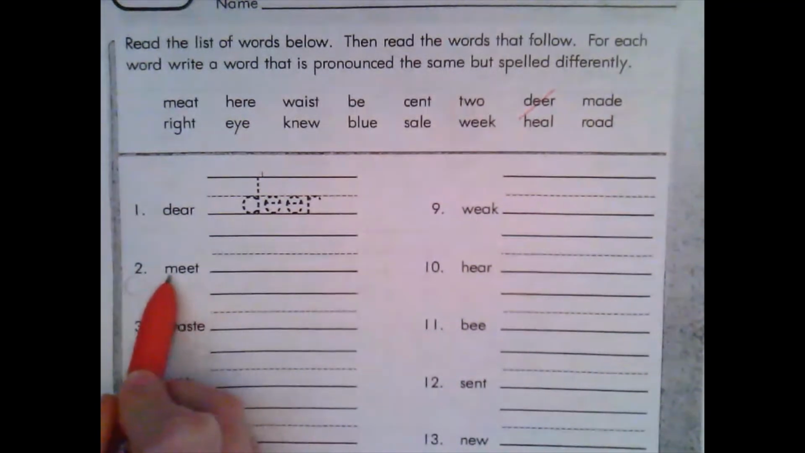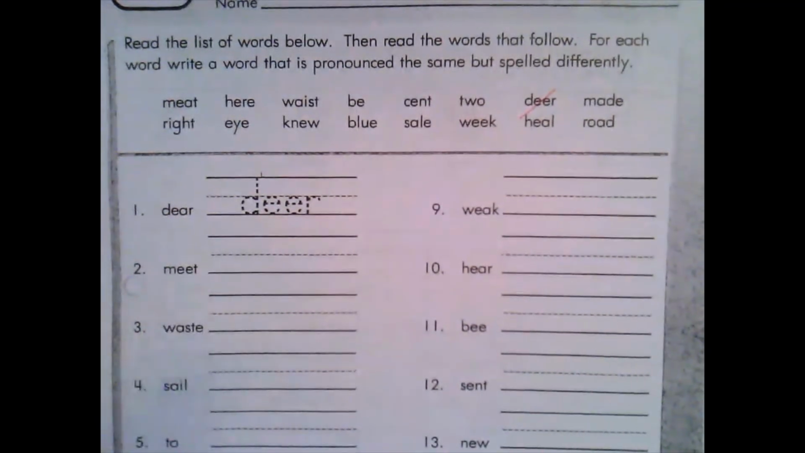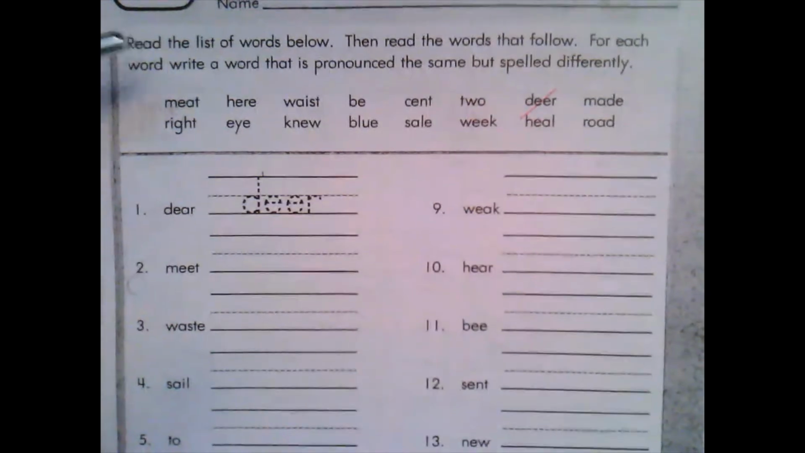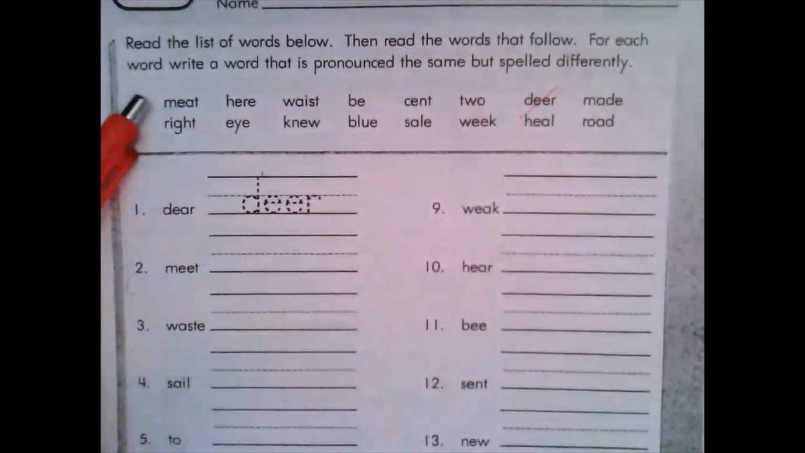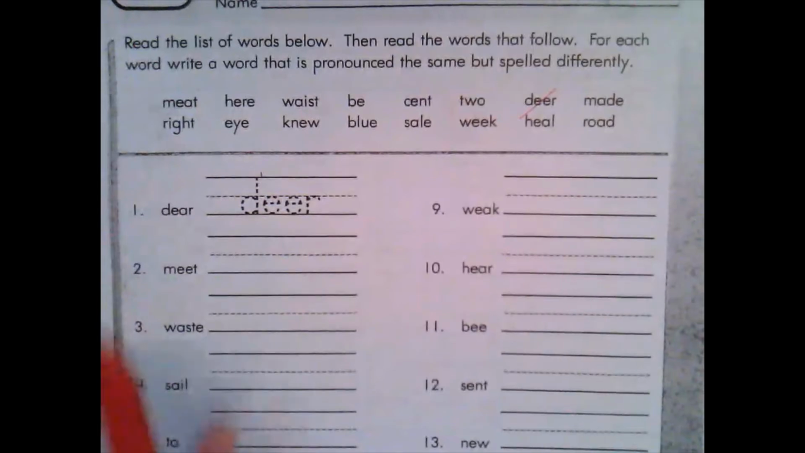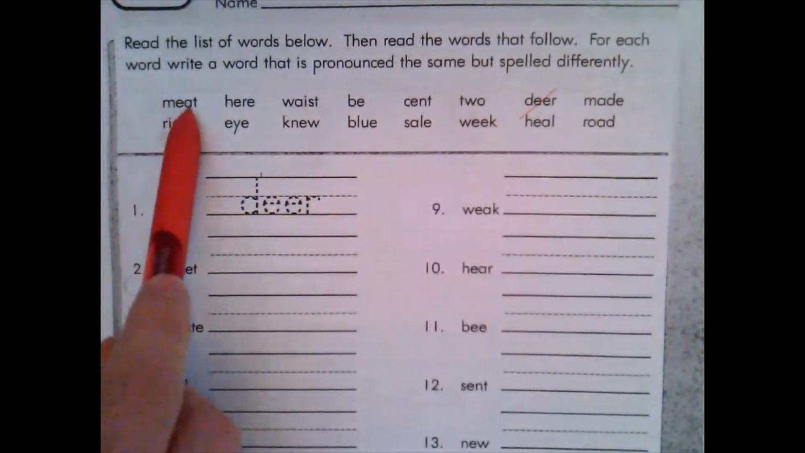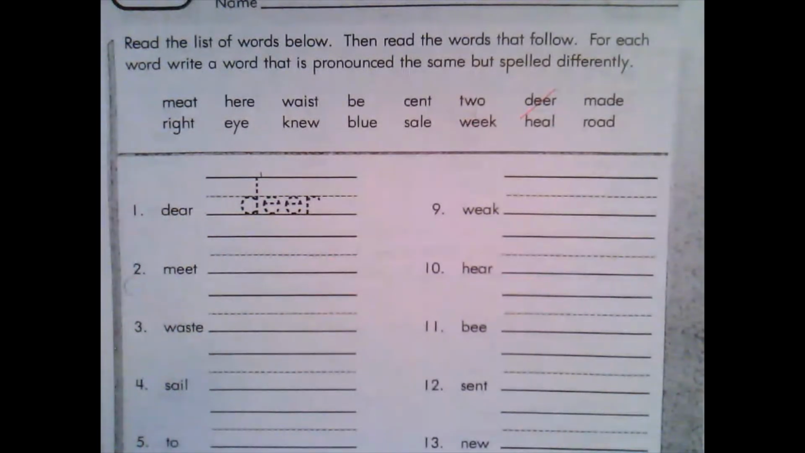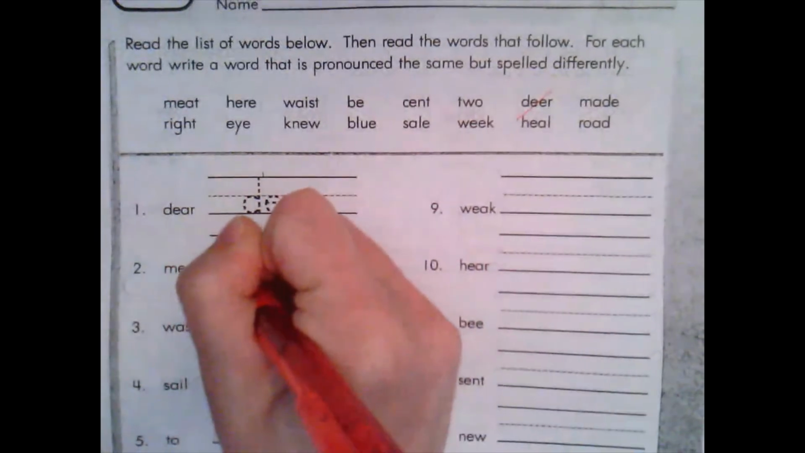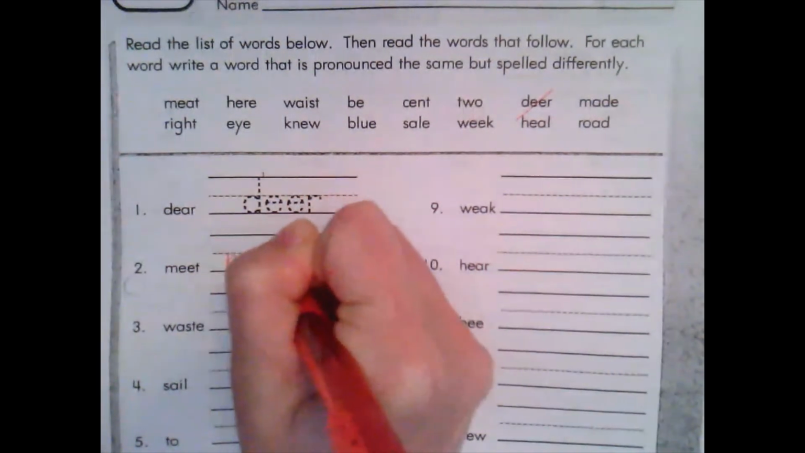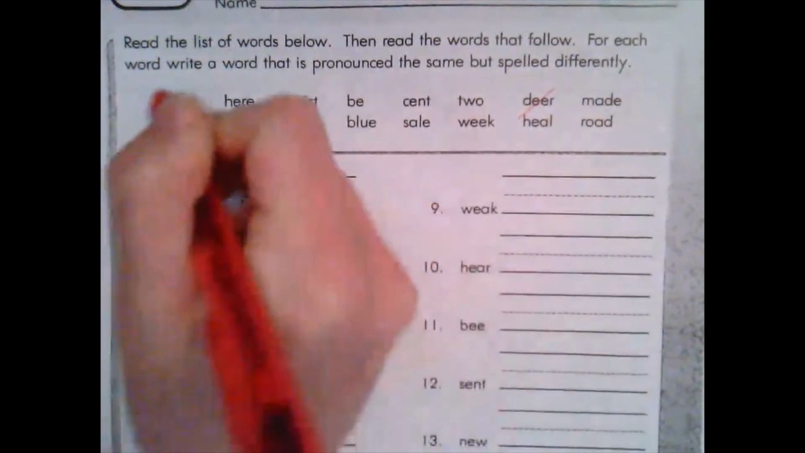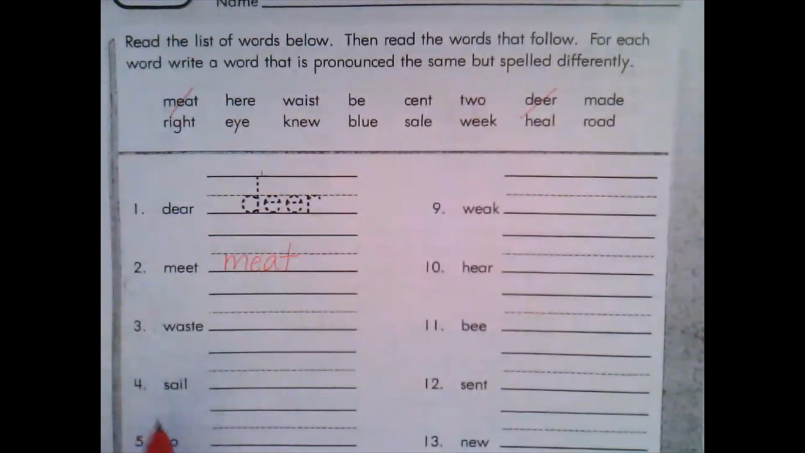Number 2, meet, M-E-E-T, is like when you meet someone. We're going to look for a word that's spelled differently but still pronounced meet. And if we look up here, starting at the list, well, our very first one is meat, M-E-A-T, which is like the food. So you would put meat and then cross it off. And you do that for all of them.